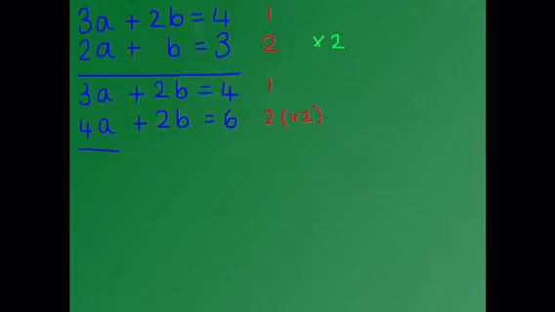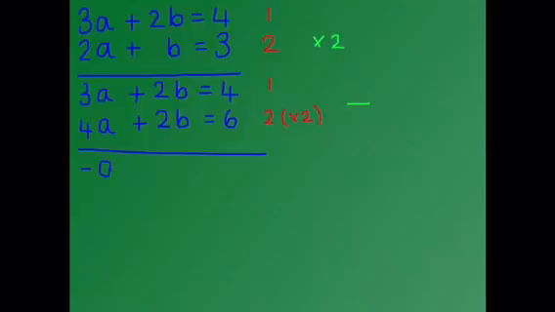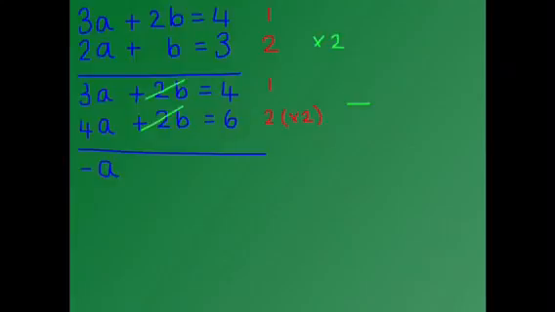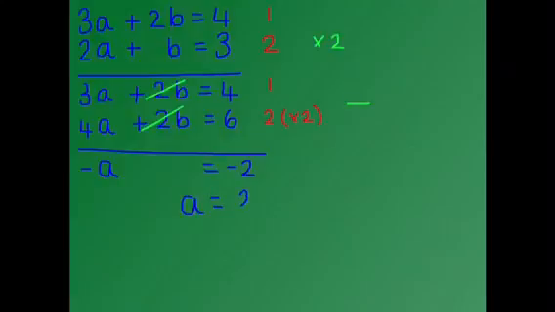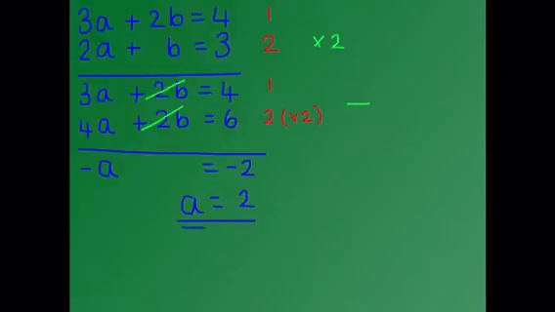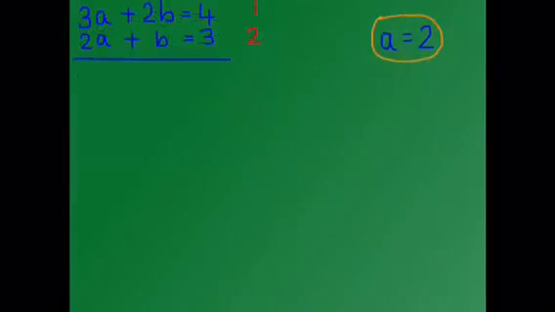So the next thing we want to do is subtract equation number 2 from equation number 1. So we've got 3a minus 4a, which gives us minus a. We've got plus 2b minus 2b, which cancels out. We've got 4 minus 6, which gives us minus 2. We're going to divide both sides by minus 1, which leaves us with a as 2. We have now found a value for a.